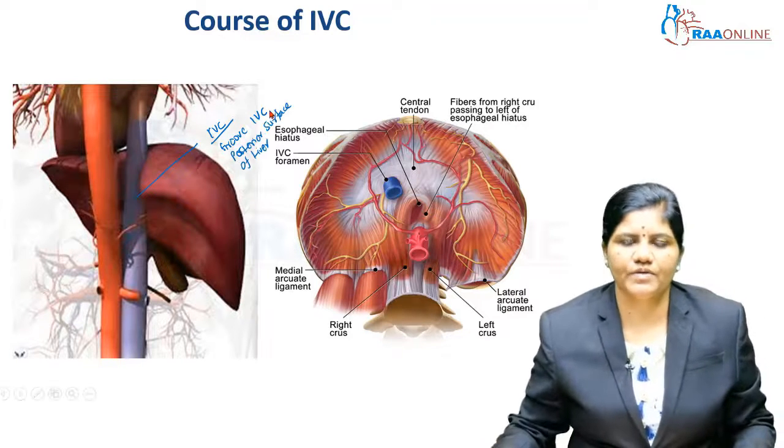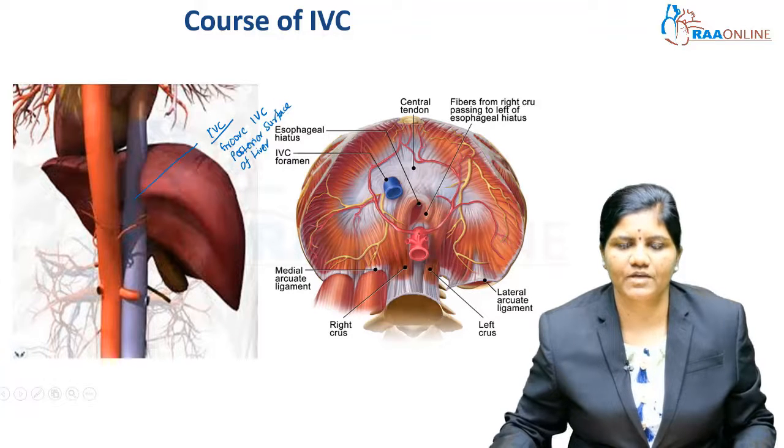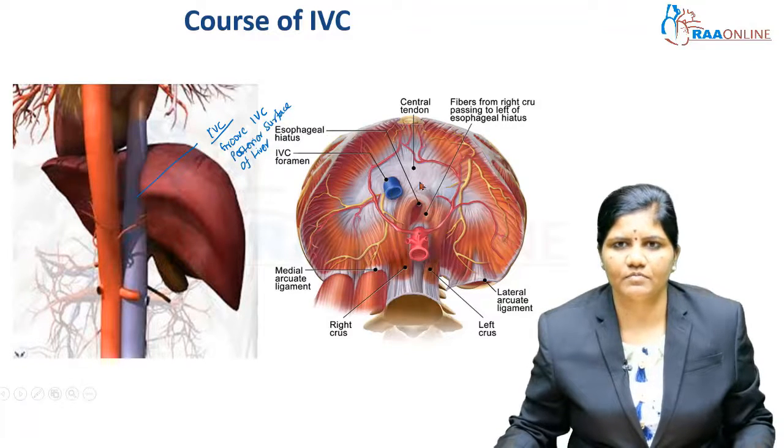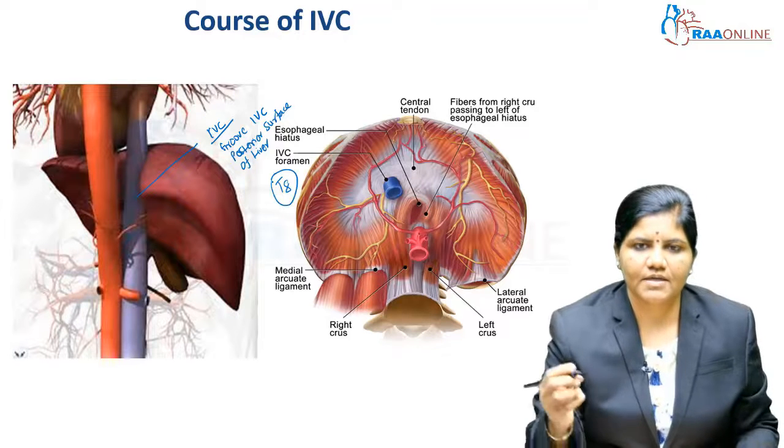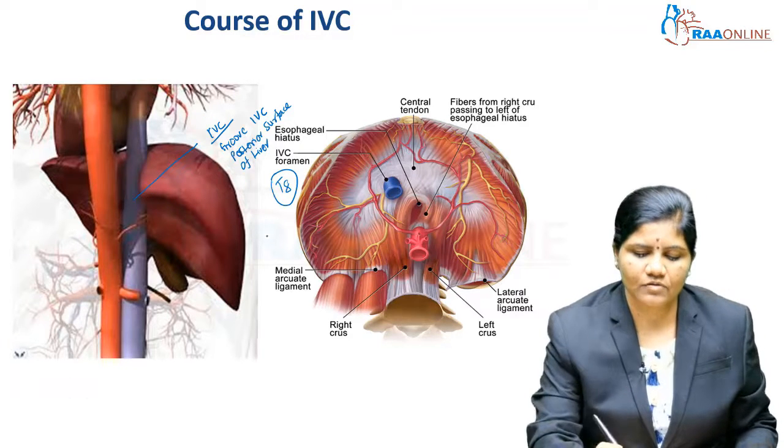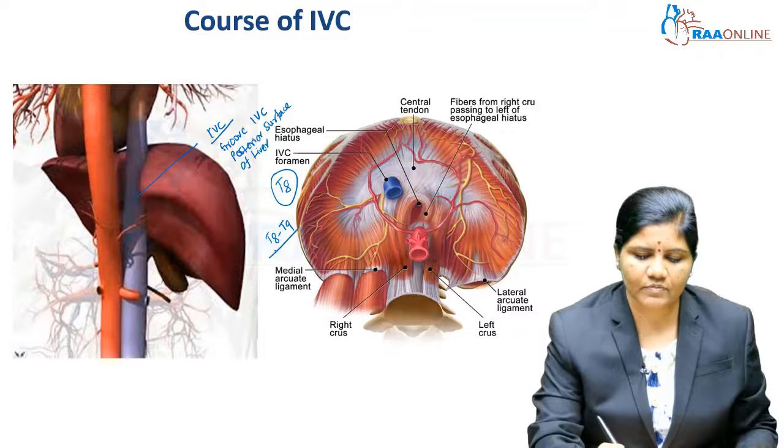Then it ascends upwards and pierces the diaphragm. The diaphragm is present above the liver. This is the schematic view showing the openings of the diaphragm. The inferior vena caval opening is present between the median part, that is the central tendon, and the right leaflet of the diaphragm. This is the opening of the inferior vena cava at the level of T8 vertebra, or at the level of the T8, T9 intervertebral disc.